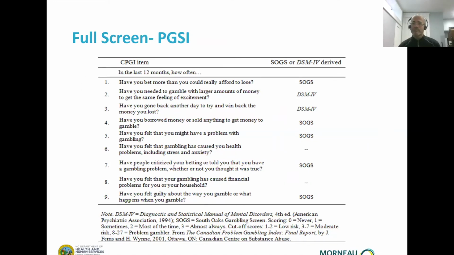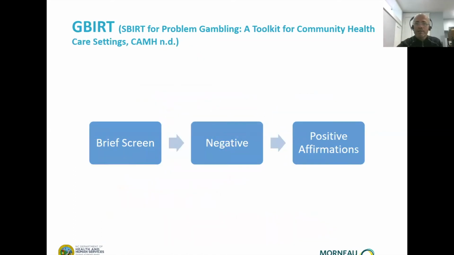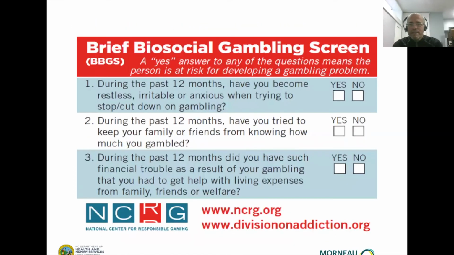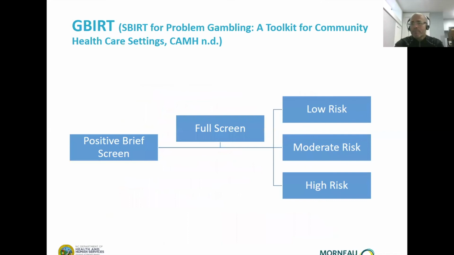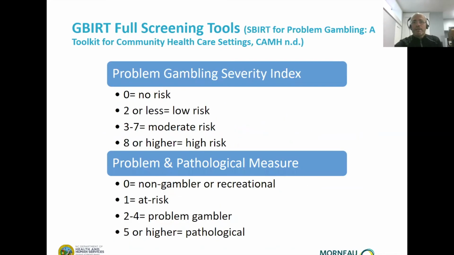I will say they're from the South Oaks Gambling Screen, the DSM-4. Some of these questions, once I look through this, blend in with these three, but that's okay. This is what you want to look at as far as the score. Two or less is low risk, three to seven is moderate, and eight or higher is high risk, right? So what does that mean? What does that lead us to?